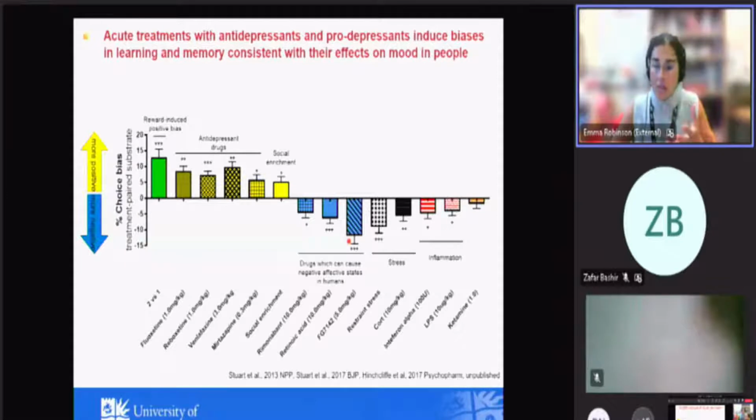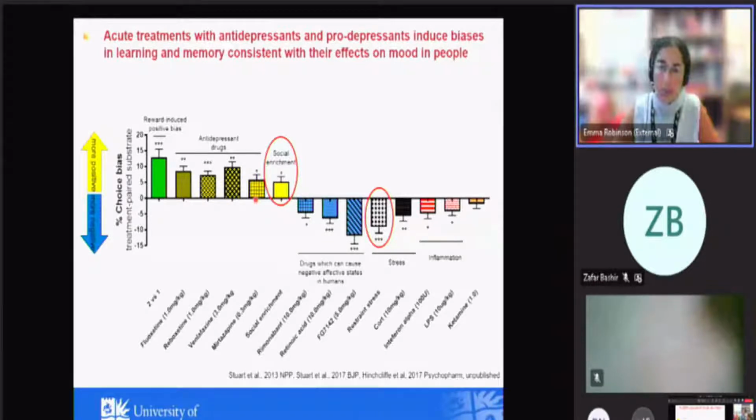Again, this is a within subject design. This is not a change in the animal's core affect. This is a reflection of how that specific learning experience has been biased. And we've also looked at stress and inflammatory markers. But I just want to highlight a couple of important pieces of data here, and that relates to the use of psychosocial manipulations, not just pharmacological.